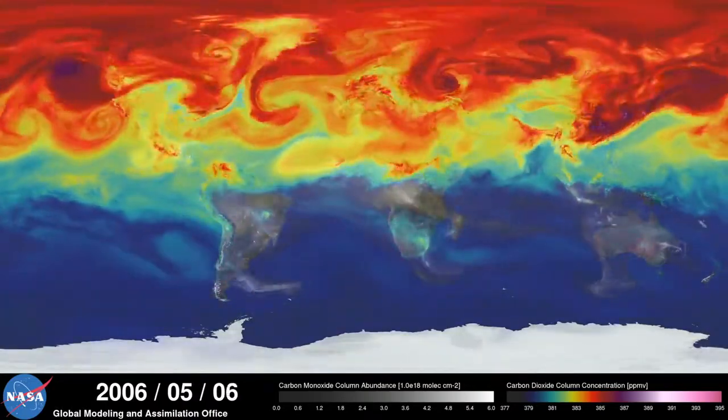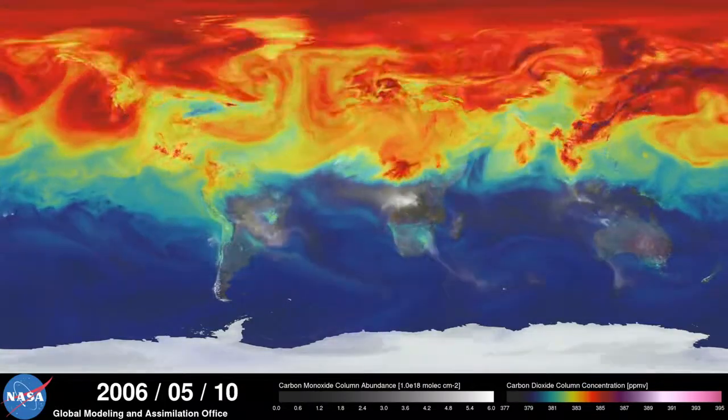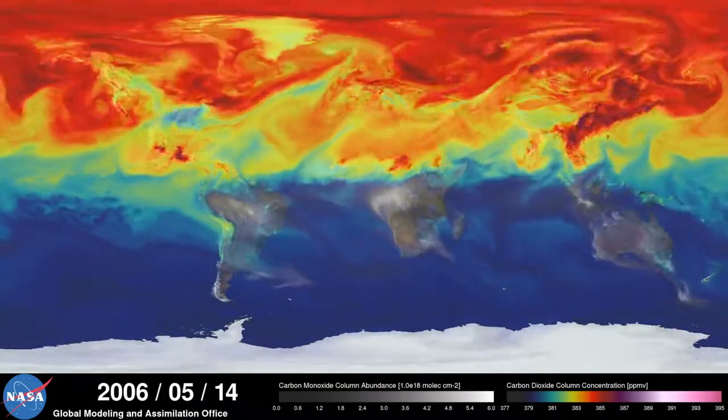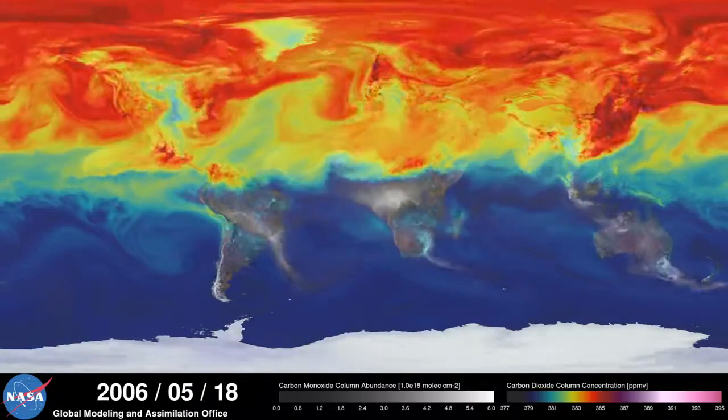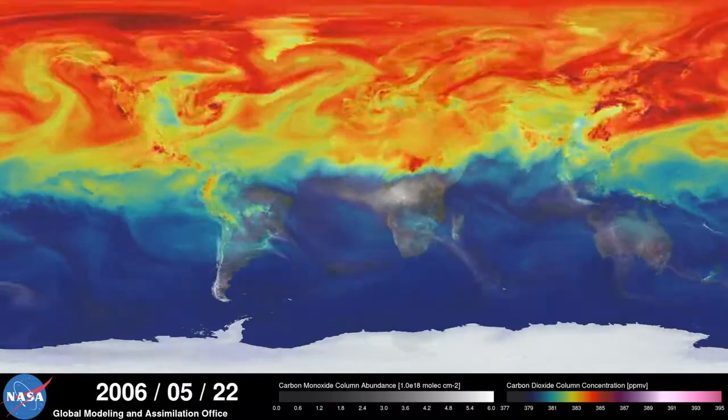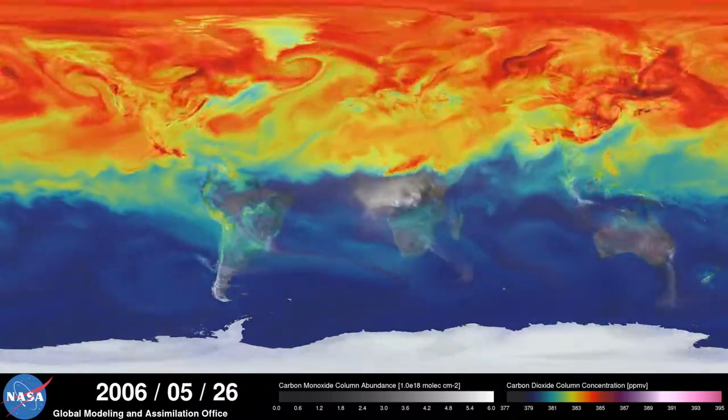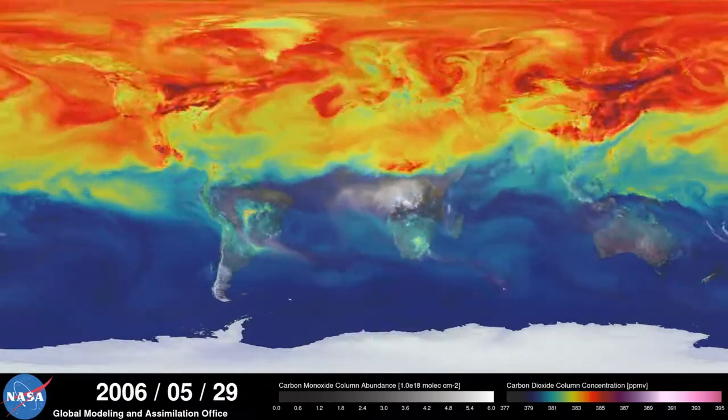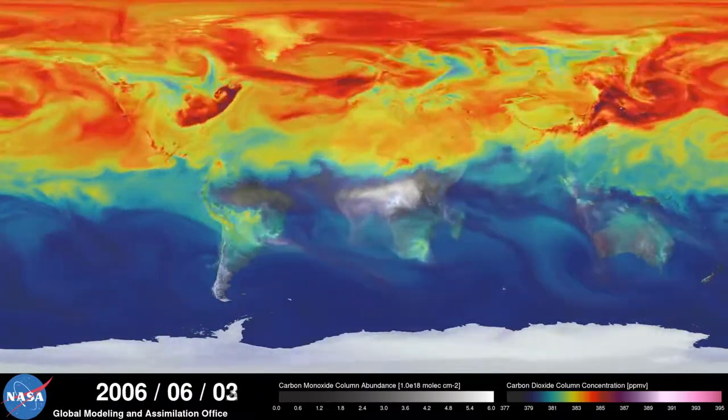During spring and summer in the Northern Hemisphere, plants absorb a substantial amount of carbon dioxide through photosynthesis, thus removing some of the gas from the atmosphere. We see this change in the model as the red and purple colors start to fade.